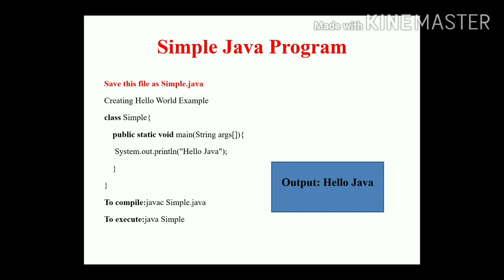In this session, I am going to teach you how to write a simple Java program. Every Java program must be saved with the extension .java. We can save a Java file with the name .java.